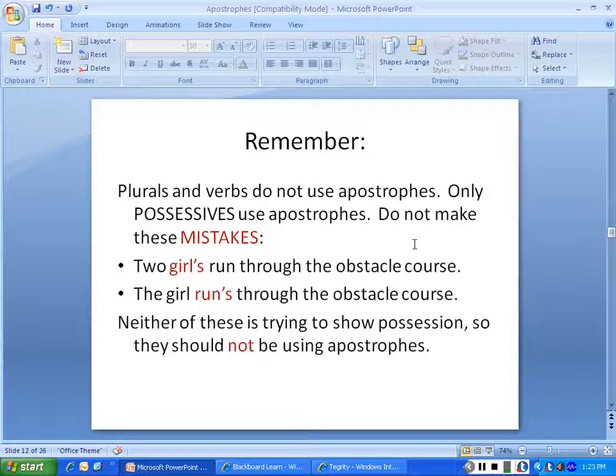The girl run's through the obstacle course. This is also incorrect. You're trying to make the verb run match with the subject girl or she. She runs through the obstacle course should just have an S with no apostrophe. Neither of these is trying to show that one thing belongs to something else, so neither one should be using an apostrophe here.